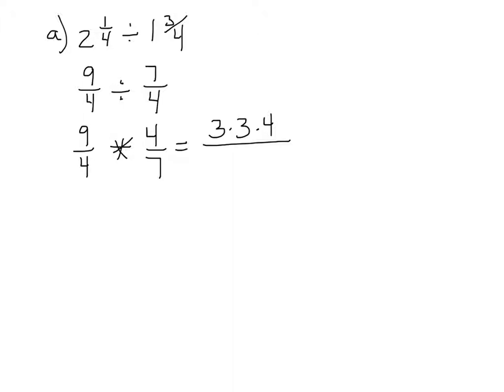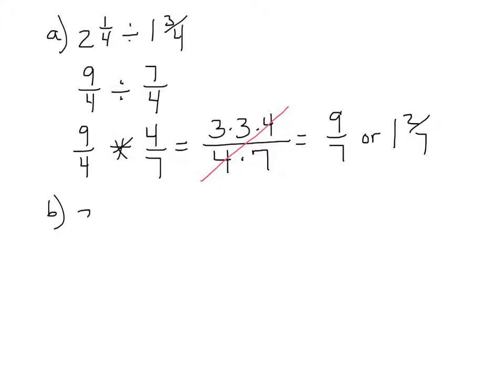On the bottom there's a 4 times 7. You can cancel the 4's. And you're left with 3 times 3 is 9 sevenths. You could rewrite that as 1 and 2 sevenths if you want. Alright, so that's the first one.